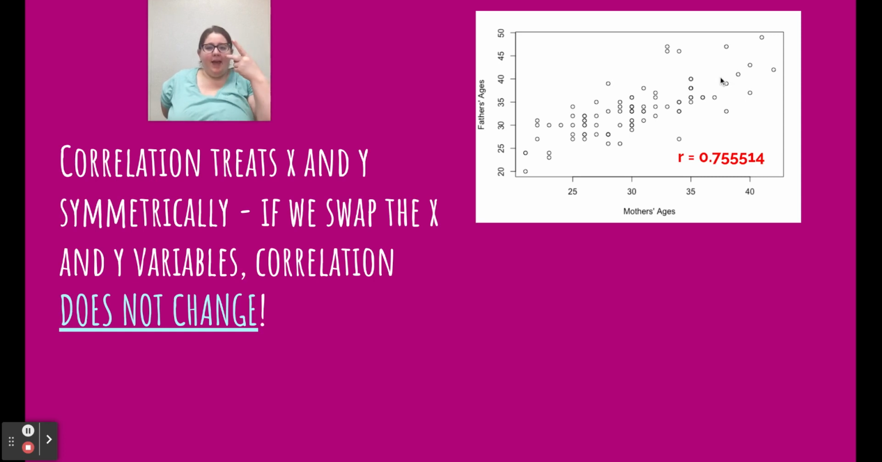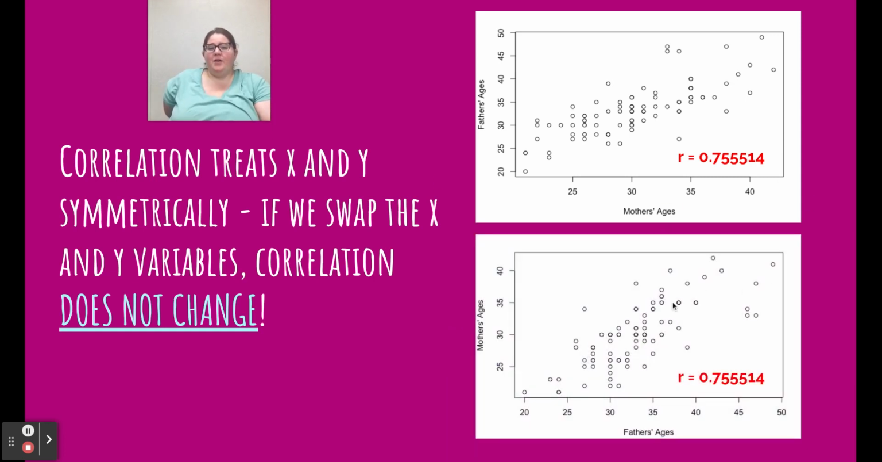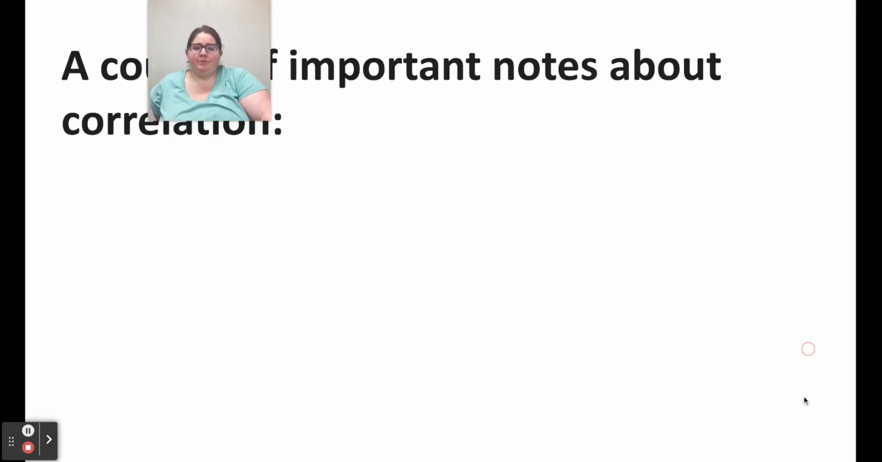If I were to swap the x-axis and the y-axis and put father's age on x and mother's age on y, notice the scatter plot doesn't look exactly the same. The points are in slightly different places, but the correlation, the relationship between those two variables, isn't changing. So the correlation is exactly the same. We would still call it moderate, positive, etc.